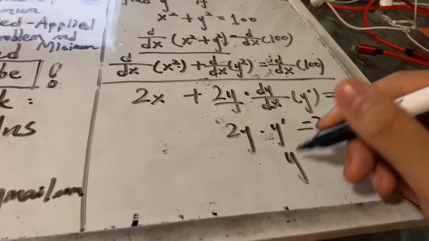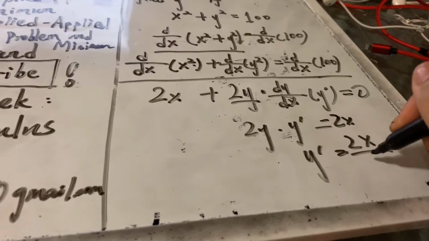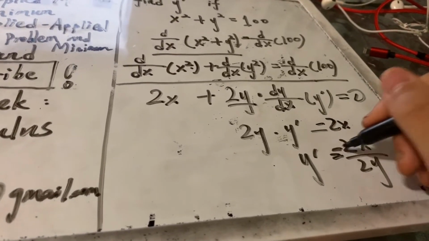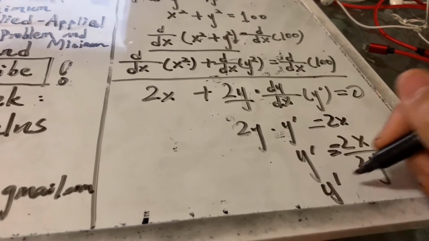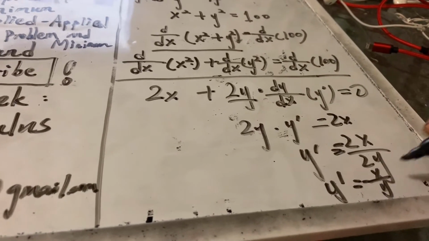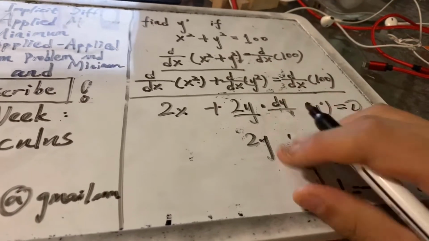So, I think you are able to solve this successfully. Sorry, this should be negative 2x. So, y prime is negative x divided by y. Perfect. It is the first derivative.